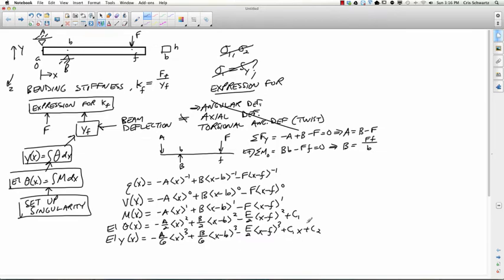Right now, it's not a bad idea to apply your boundary conditions to get C1 and C2. So the boundary conditions we have, because they're simple supports, is we know that Y at point A and at point B are going to equal 0. So just by inspection, we plug in 0 here. That has to go to 0. Let's plug in Y at B. This is going to be 0. This does not turn on yet.